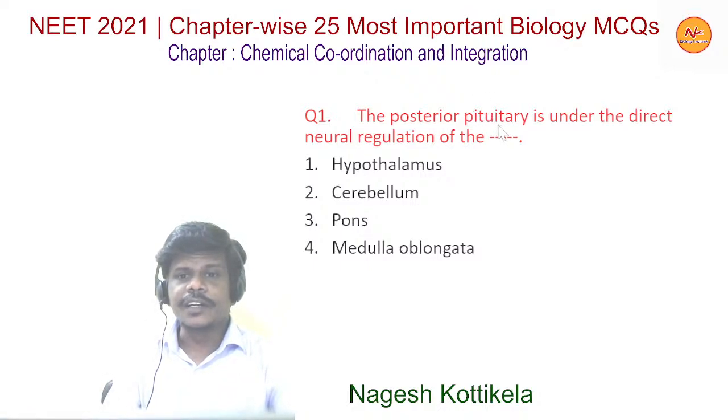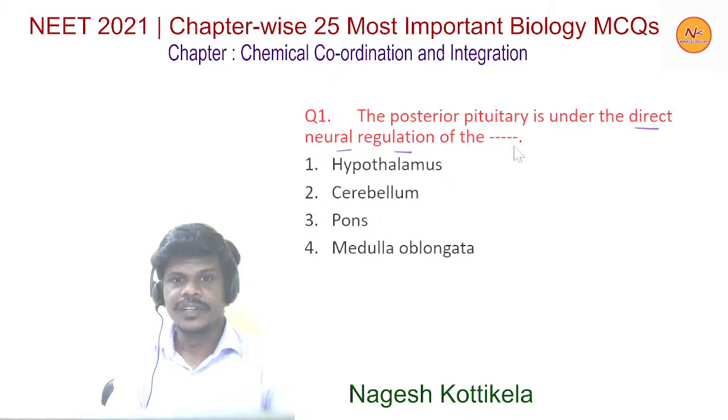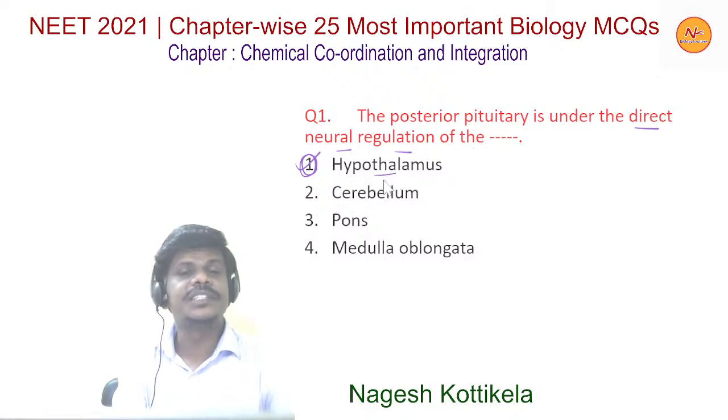The posterior pituitary is under the direct neural regulation of the dash. Option 1, hypothalamus. Option 2, cerebellum. Option 3, pons. And option 4, medulla oblongata. And here, among the given options, option 1 is the right option. So here the posterior pituitary is under the direct neural regulation of the hypothalamus. Okay, so this one is the right option.